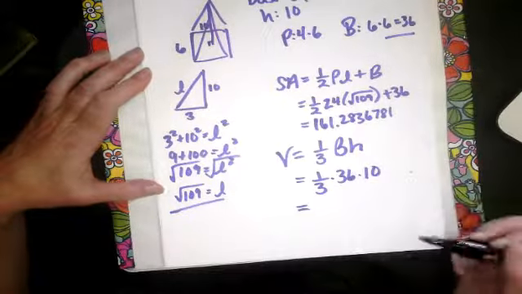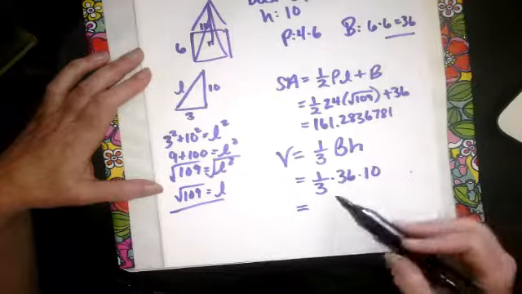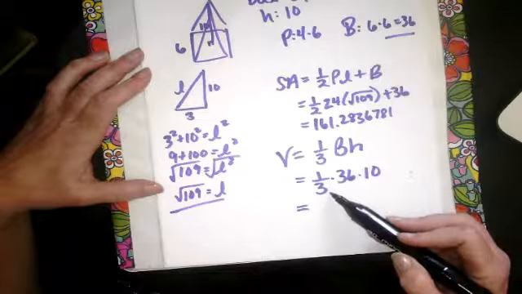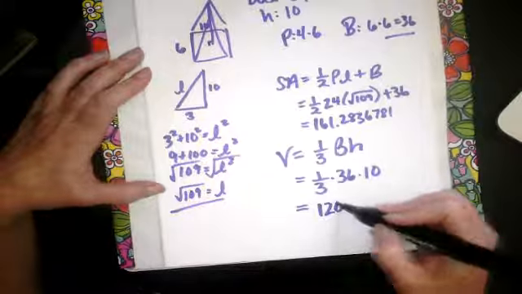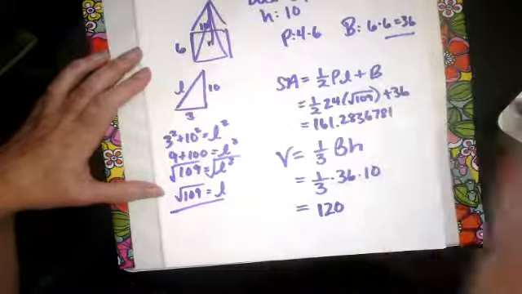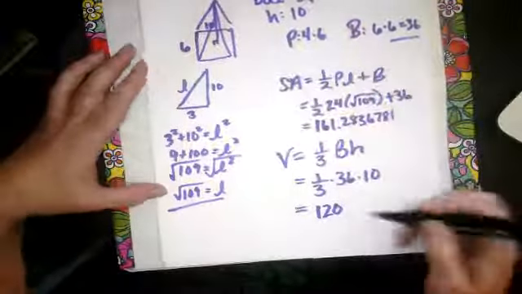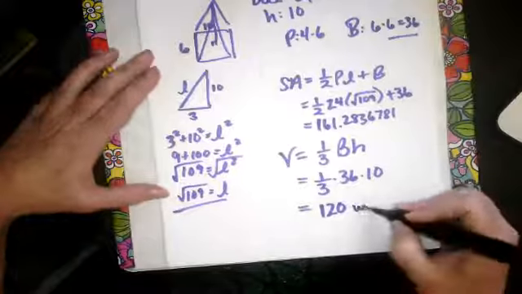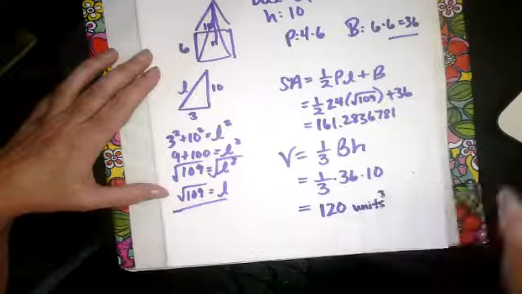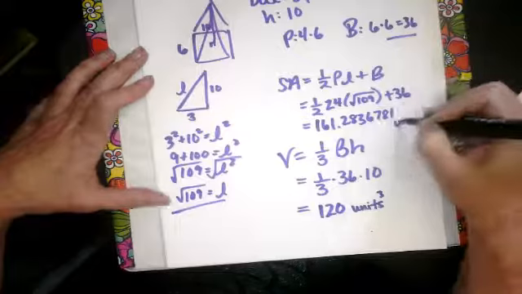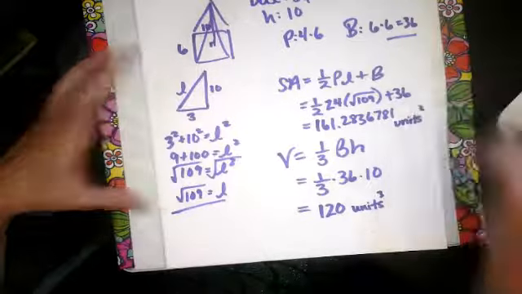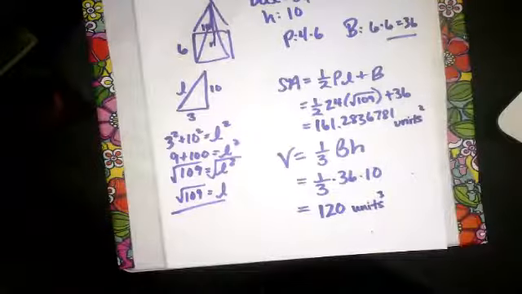So we're going to do 1/3 times 36 times 10. So 36 divided by 3 is 12, times 10 is 120. In terms of units, if I told you that this was like centimeters, I'm just going to say units cubed for volume, and then surface area is units squared. So that would be how you would do a pyramid.